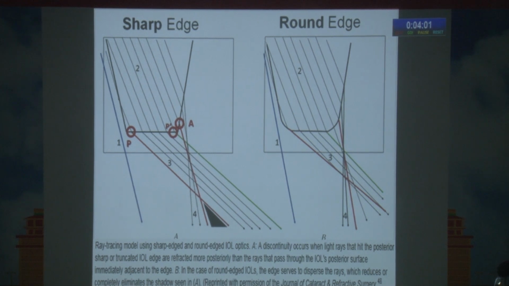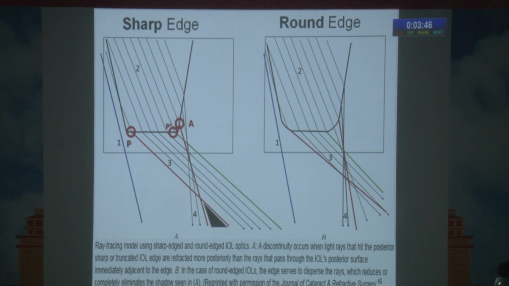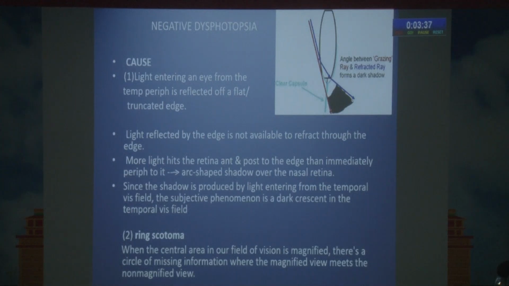Imagine from the sharp edge, light rays are reflected from the posterior surface of the IOL and the edge of the inferior edge of the IOL. So there is a scotoma between these maximally refracted rays from the posterior edge and from the inferior edge, and so there is 2.5 to 3 degrees of this shadow which is not illuminated by the light rays, which causes negative dysphotopsia. So in the literature, three types of causes have been listed.